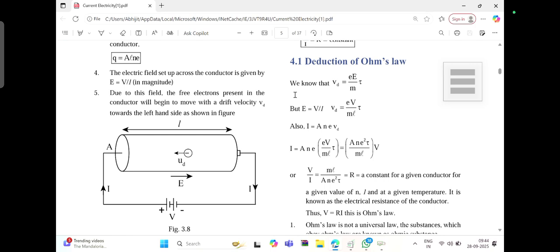Deduction of Ohm's law: we know that Vd is equal to eE by m into τ, and E is equal to V by L. Vd is equal to eVτ by mL. I is equal to neAVd. The value of Vd is applied here, and this is the main expression for our Ohm's law. Okay.